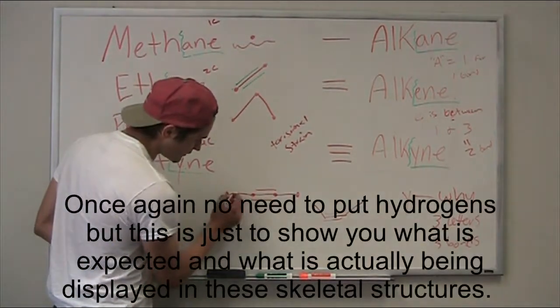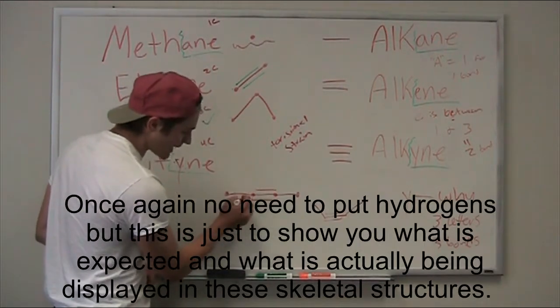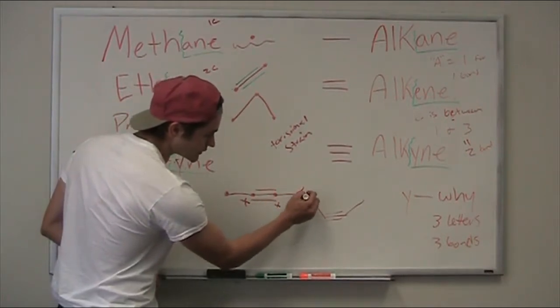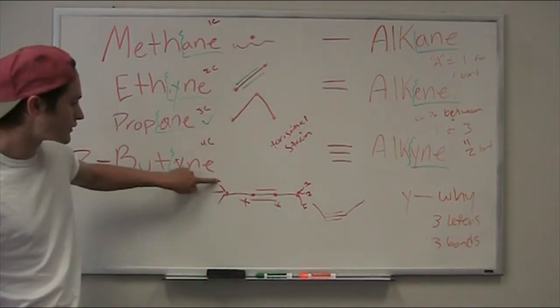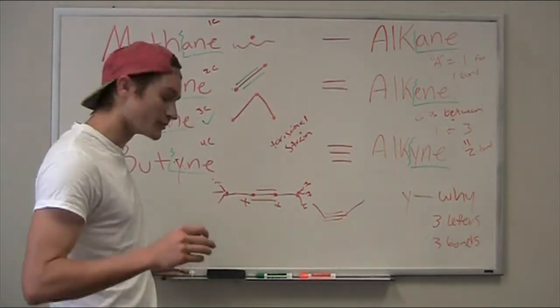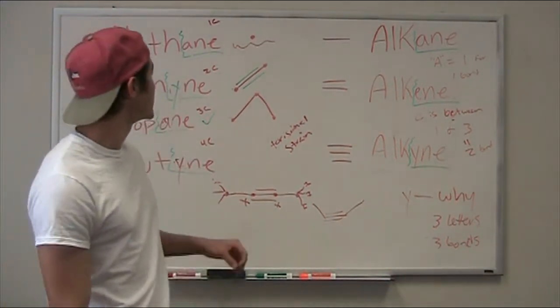And don't forget the hydrogens. So this carbon would have 1, 2, 3, 4 bonds. Therefore, it would have no hydrogens. This would have hydrogens, H, H, H. This would also have 3 hydrogens. So don't forget about those. With bonds, it takes away hydrogens, because carbon only likes 4 bonds. That is very important to know.